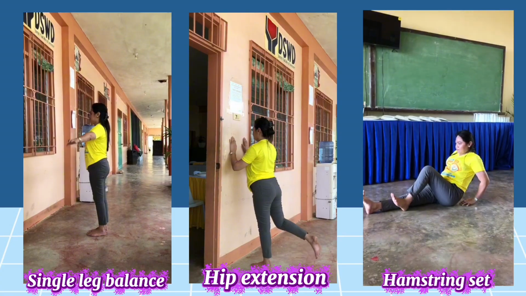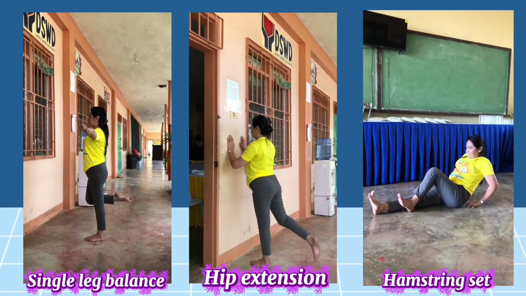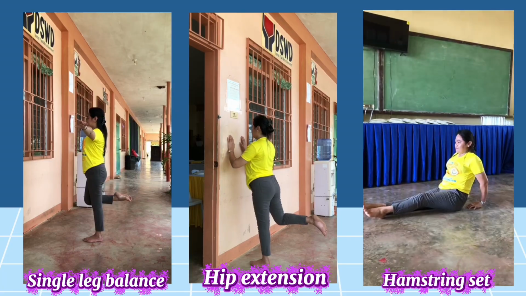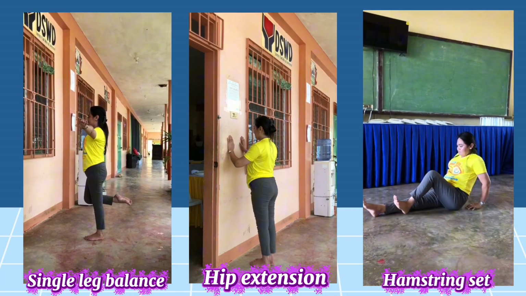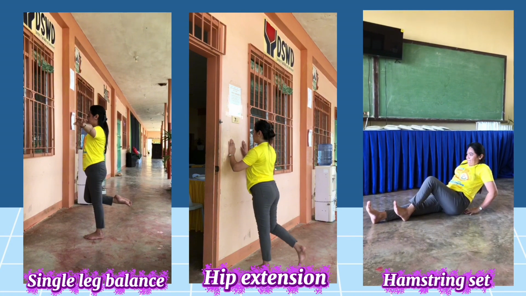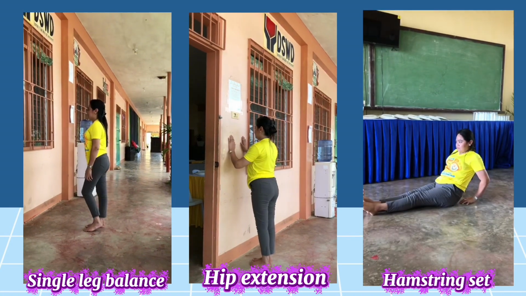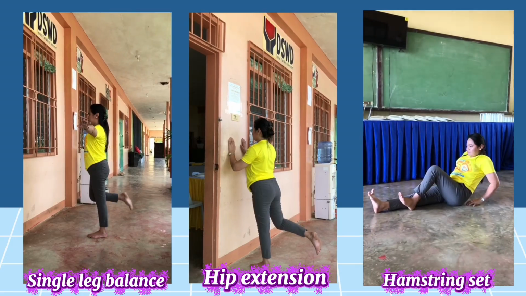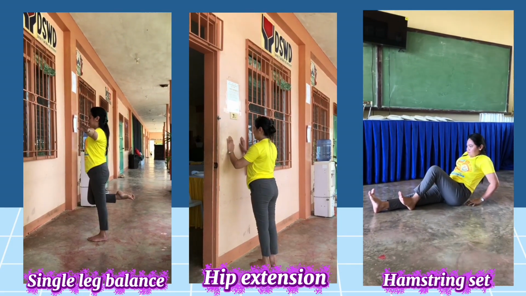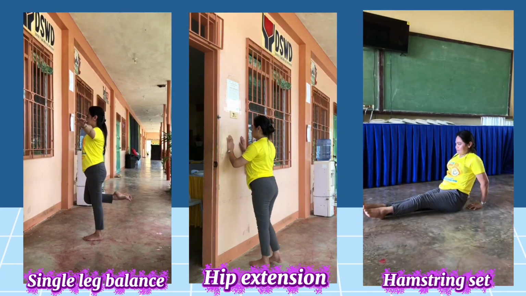Single leg balance. First, stand on a flat surface with your arms stretched out to your sides like you are making the letter T. Then, lift your good leg off the floor, bending it at the knee. If you are not steady, use one hand to hold onto a chair, counter, or wall.